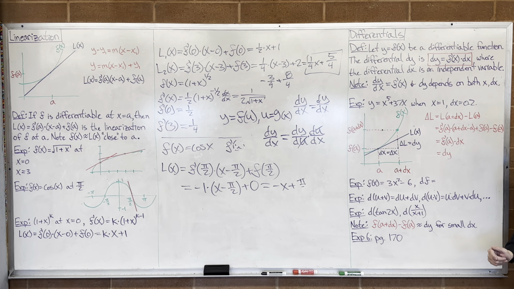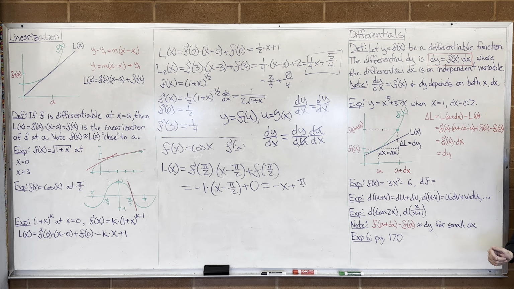5x to the power of 4 plus 37, right? So dy is equal to f prime of x times dx. And in our concrete case, x was going to be 1 and dx was going to be 0.2.